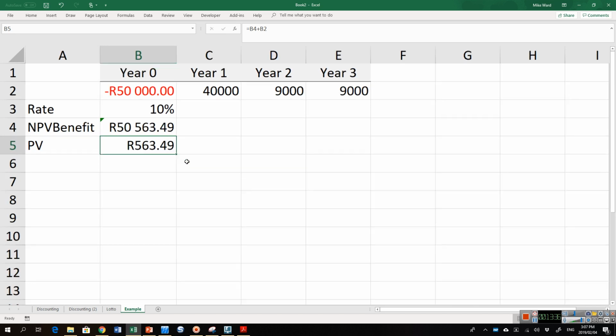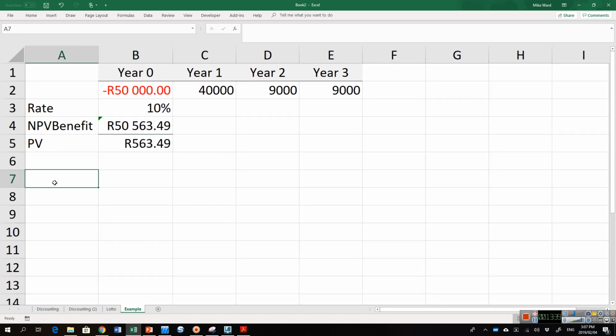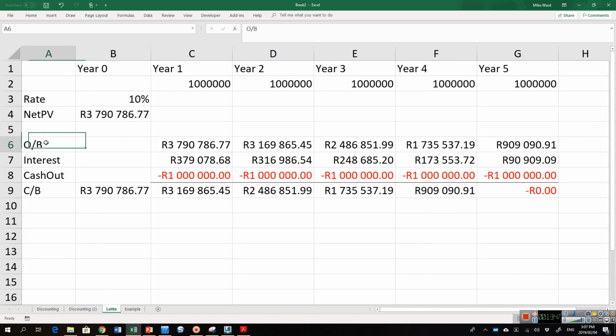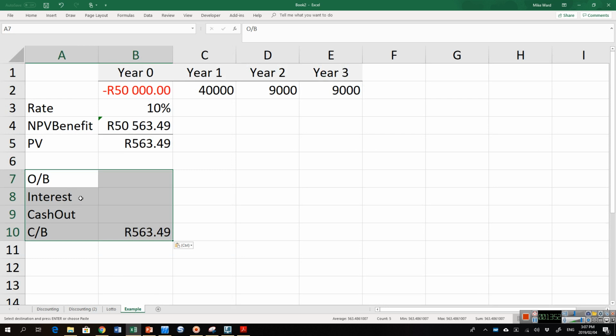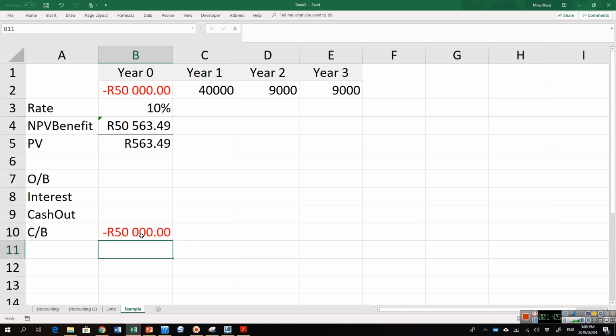Now, I want to just back up a little bit here and show you the same sort of thing as it would have happened if we had put this into the bank like we did with our lotto example over here. So I'm just going to copy these things across here just to make it a little easier for me and just put that there. So our closing balance in our bank account is, let's change this, I want this to be minus 50,000. We've borrowed 50,000 Rand from the bank.